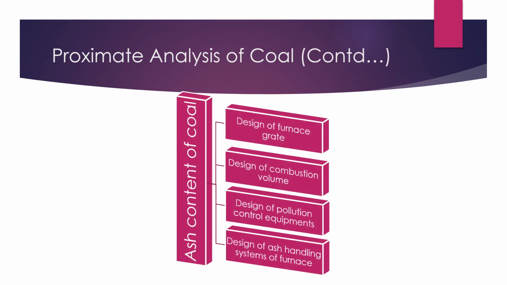Let us discuss more about proximate analysis of coal. Ash is an important incombustible component of coal which is derived from proximate analysis of coal. Ash content of coal plays a vital role in the design of furnace grate in case of FBSC boilers, in the design of combustion volume of boiler, in the design of pollution control equipments, in the design of ash handling systems of furnace like design of economizer hoppers, design of air filters, in the design of bottomless hoppers, etc.